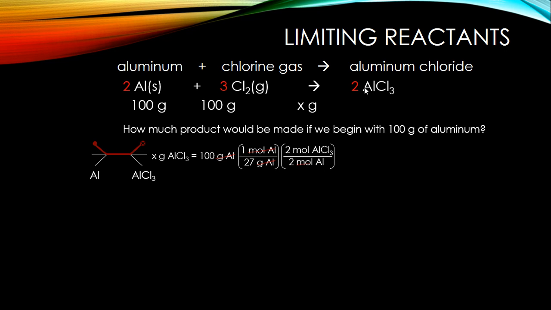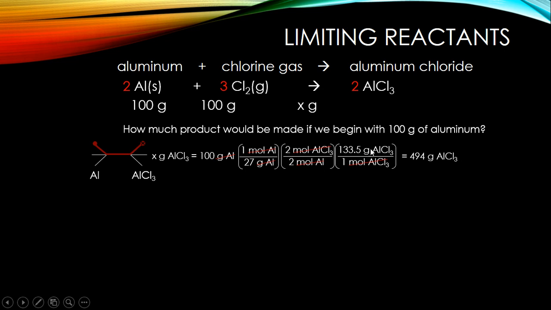All right, so we've canceled out moles of aluminum. Now we're in moles of aluminum chloride. So we're at this point of our graphic organizer here. And finally, we're going to use the molar mass of aluminum chloride to convert back to grams. So when we solve it, we get 494 grams of aluminum chloride could be produced if we start with 100 grams of aluminum.